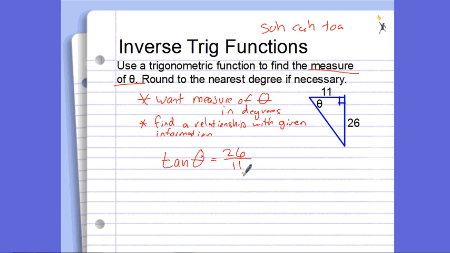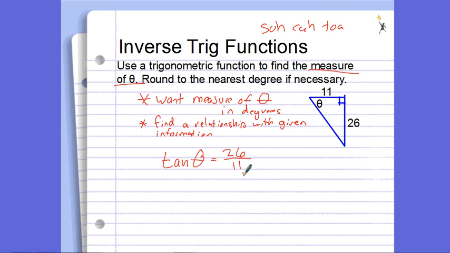Right? Does everybody see what I did? I found my relationship. There is a relationship with those side lengths and that angle. Agreed? Now, I want what? Theta. I want theta. So here's the thing. Theta represents my angle, correct? And I want this alone. So what's bothering me? The tangent.